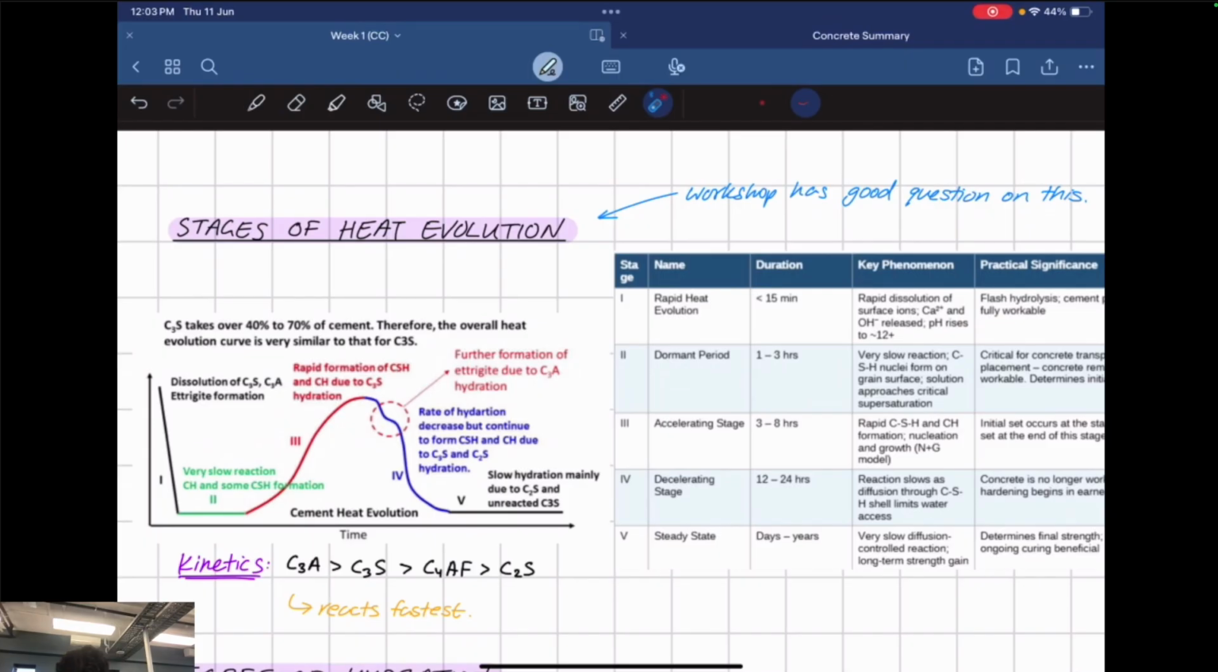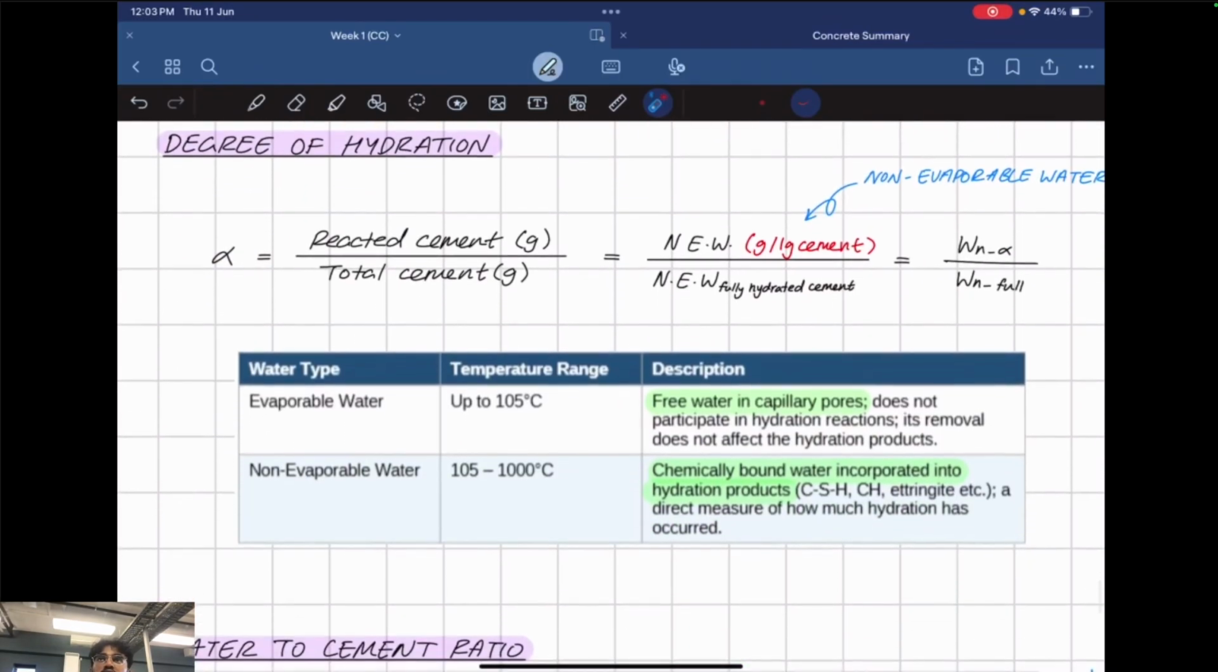There's actually a heat evolution graph for each clinker, so one for alite, belite, ferrite, whatever. And because C3S takes up most of the cement, as we showed earlier, in OPC, this is just an overall heat evolution graph, but it will look very similar to our C3S one because it takes up most of the cement anyways. Yeah, this is kind of boring. Anyways, let's move on.